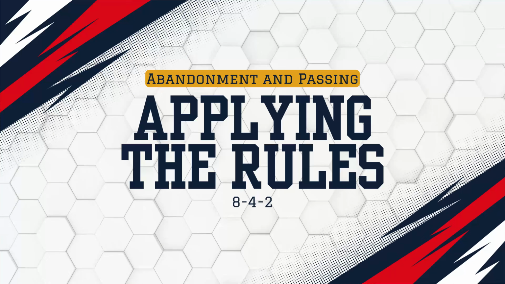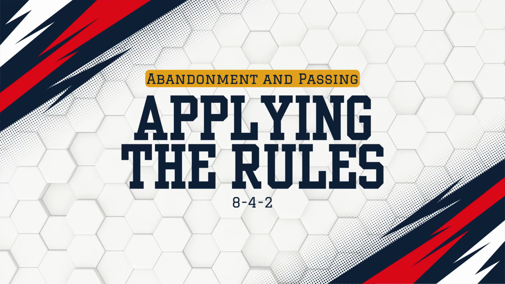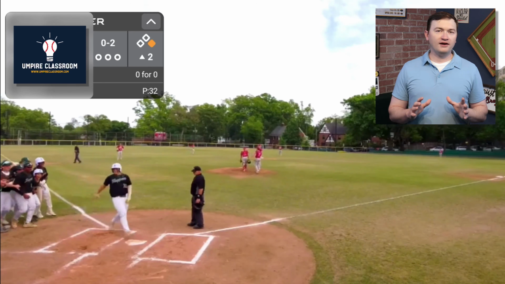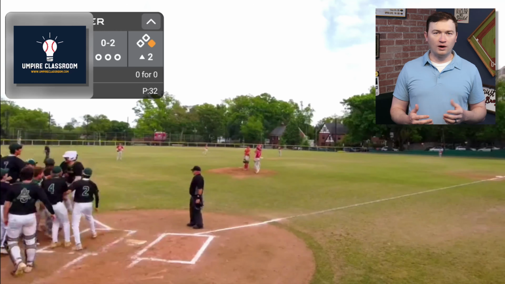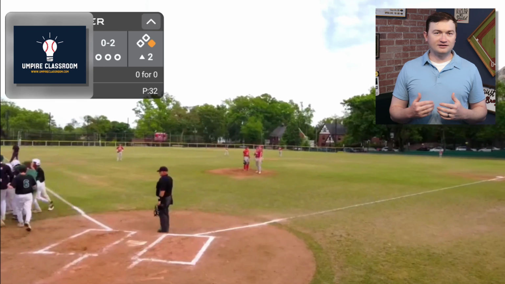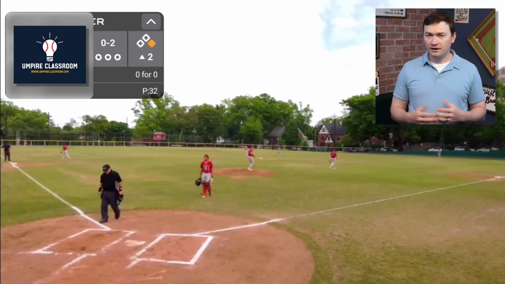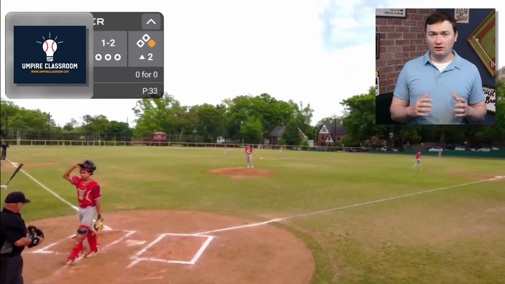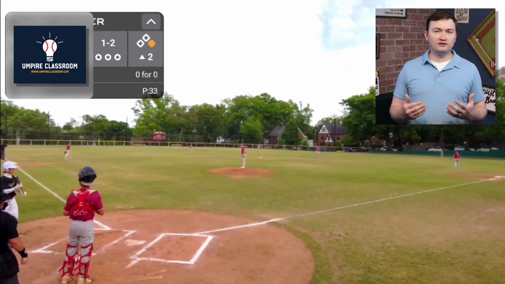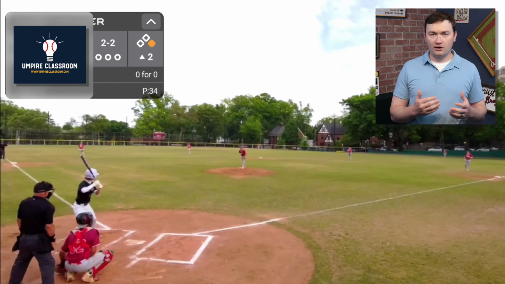So after playing action ends, the defense can appeal that R1 did not touch home plate. If that appeal is made properly, R1 would be out on appeal. That distinction matters because if we called abandonment on any miss of home, then we would basically eliminate all appeals at home plate. So on this play, we do not have abandonment by R1.